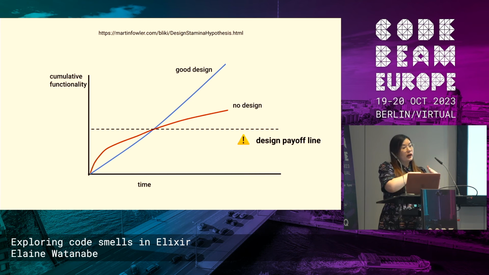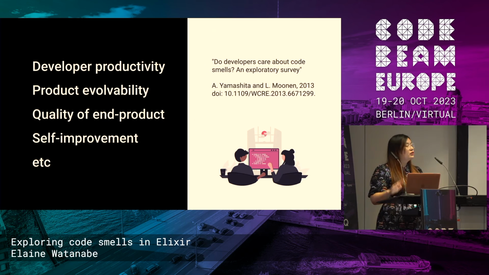When we have a good design, we can have a healthier way of changing it. Not necessarily the faster one initially, but it will pay off over time. And it doesn't need to be all at once; you can do this in small improvements. And the last thing: when we are talking about good design, we are talking about developer productivity and the ways of evolving your product, improving the quality of your end product. It's also about self-improvement, a good way of improving your skills as a programmer.